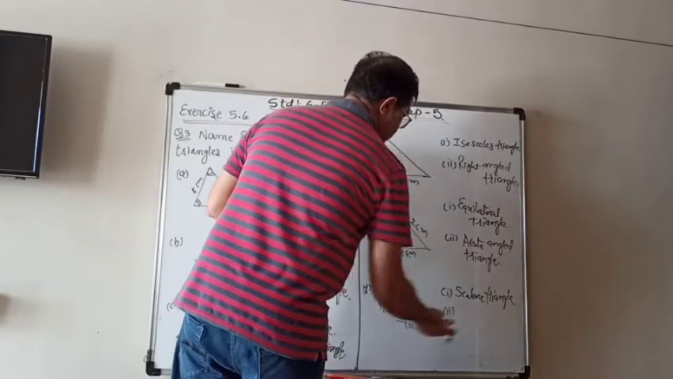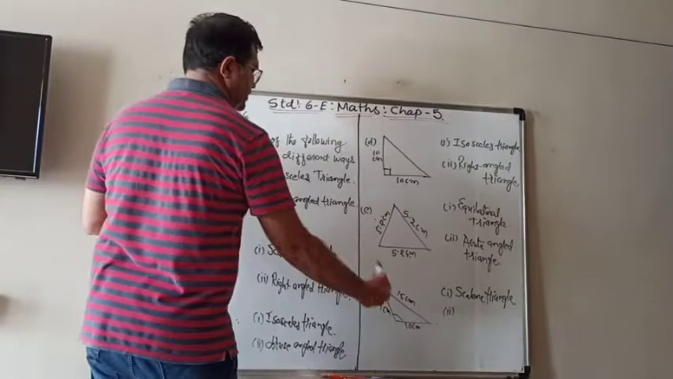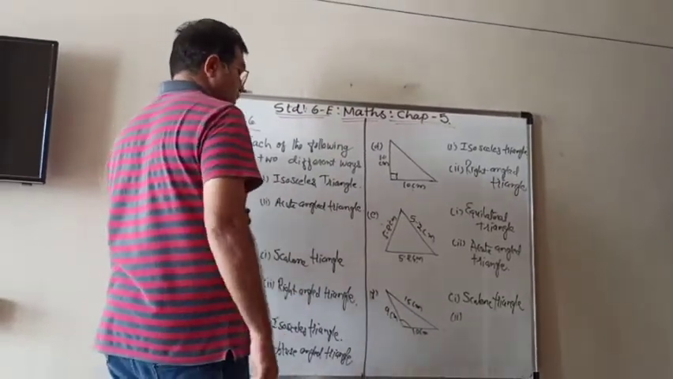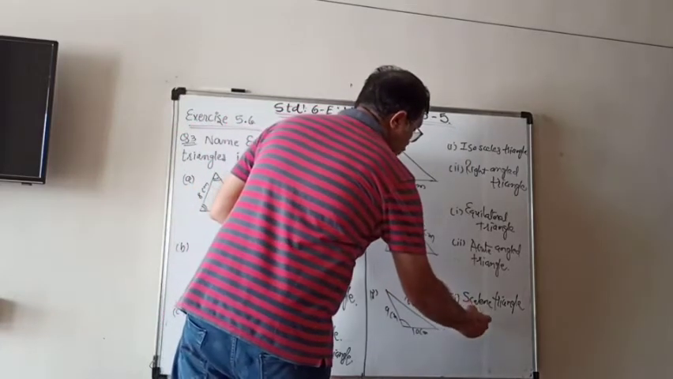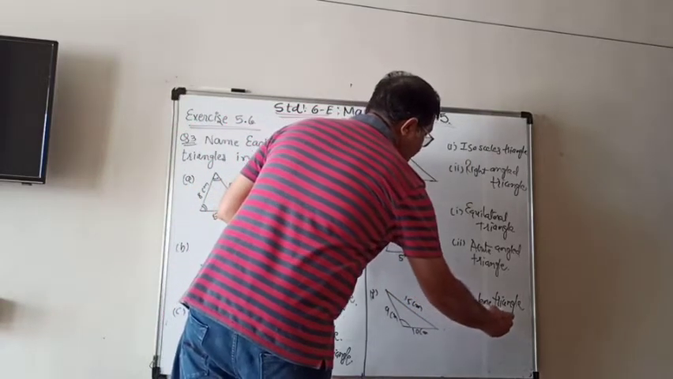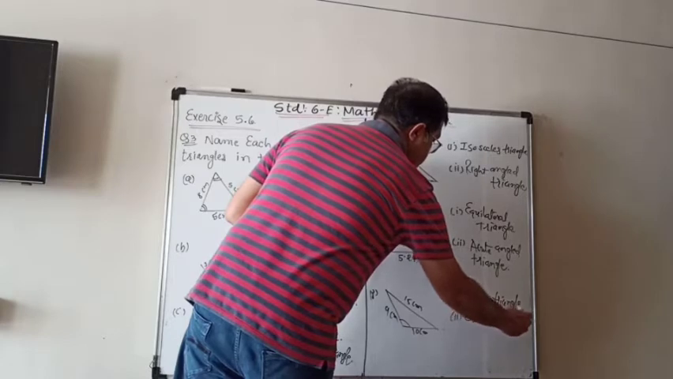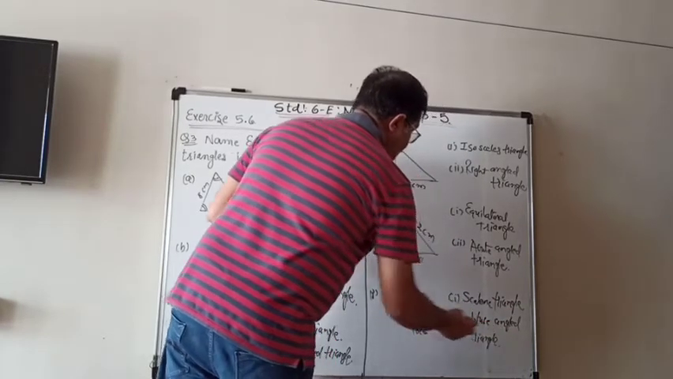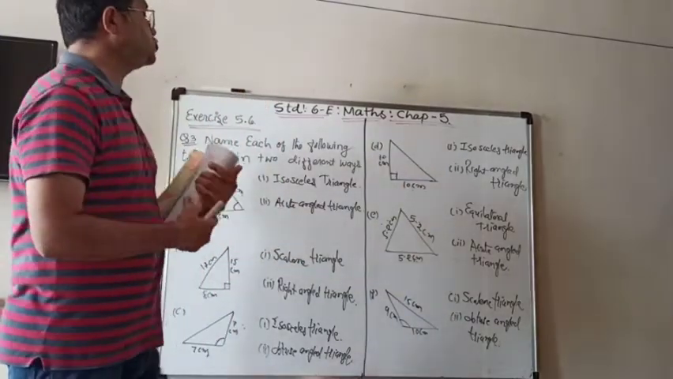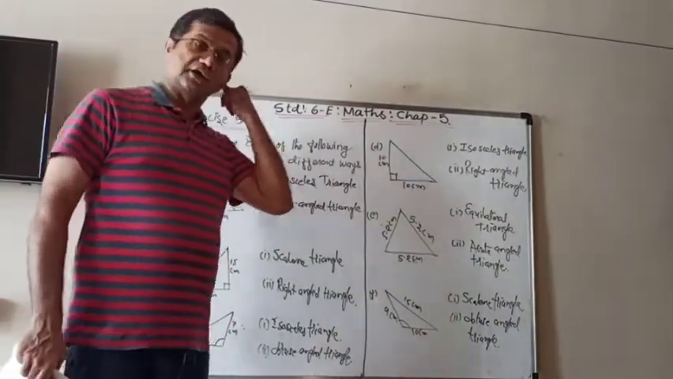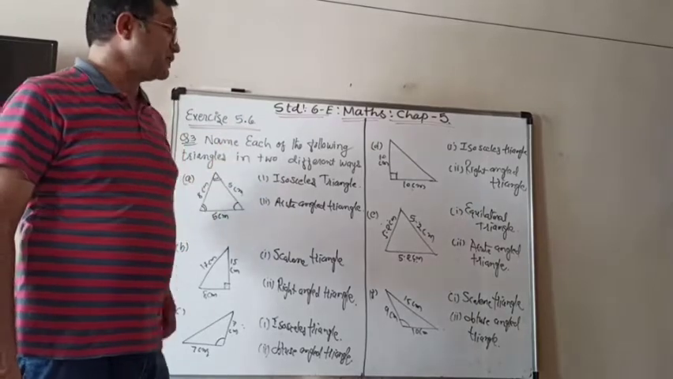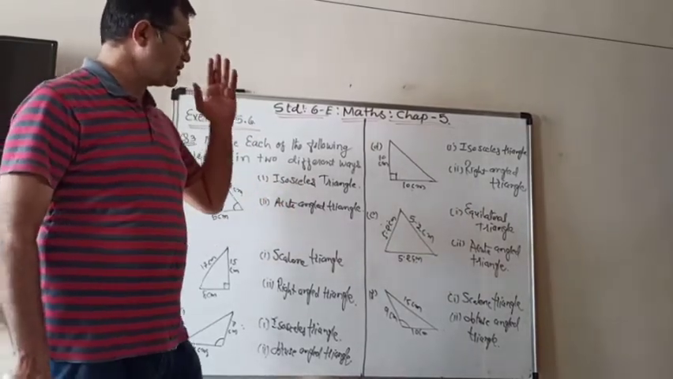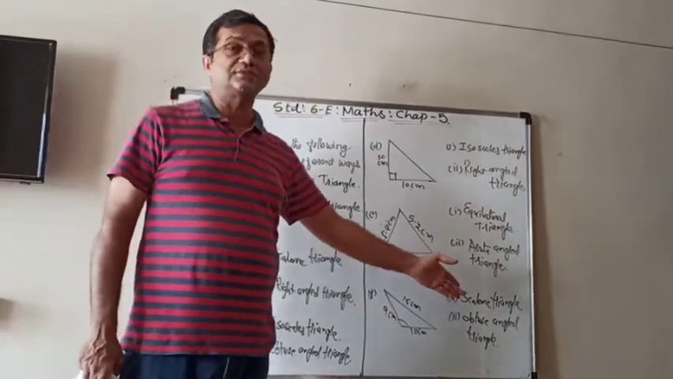And as you can see, one of the angles is more than 90 degrees. It is an obtuse angle, so it is also an obtuse angled triangle. So here you can see that you have to give the name in two ways: one according to the sides and the other according to the angles. And so like this we can write down the names.